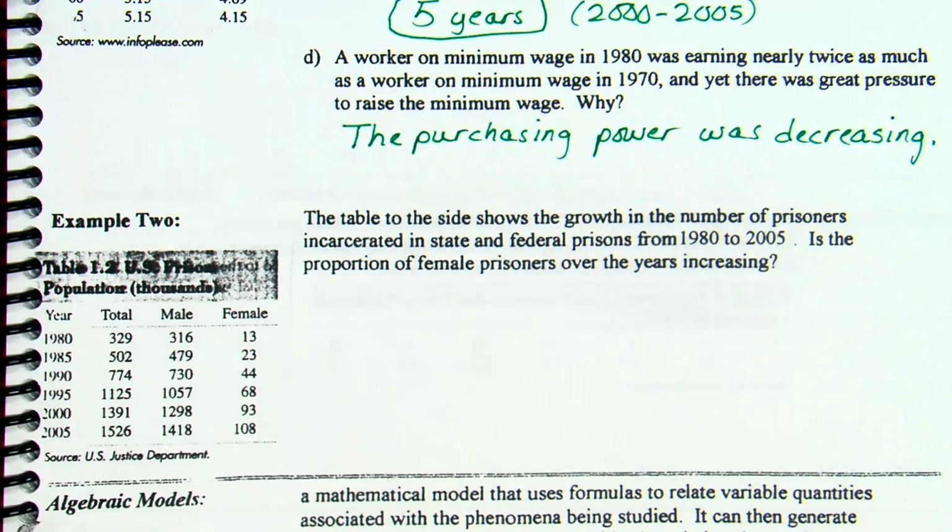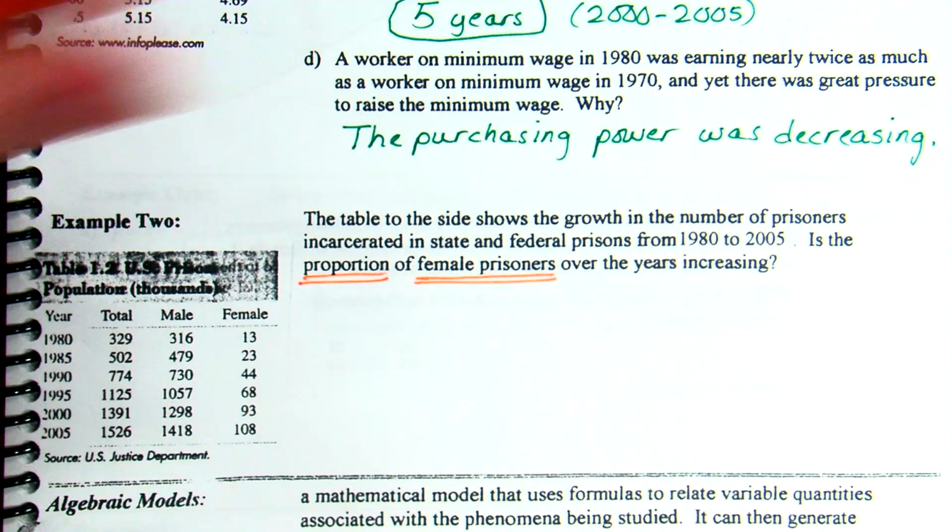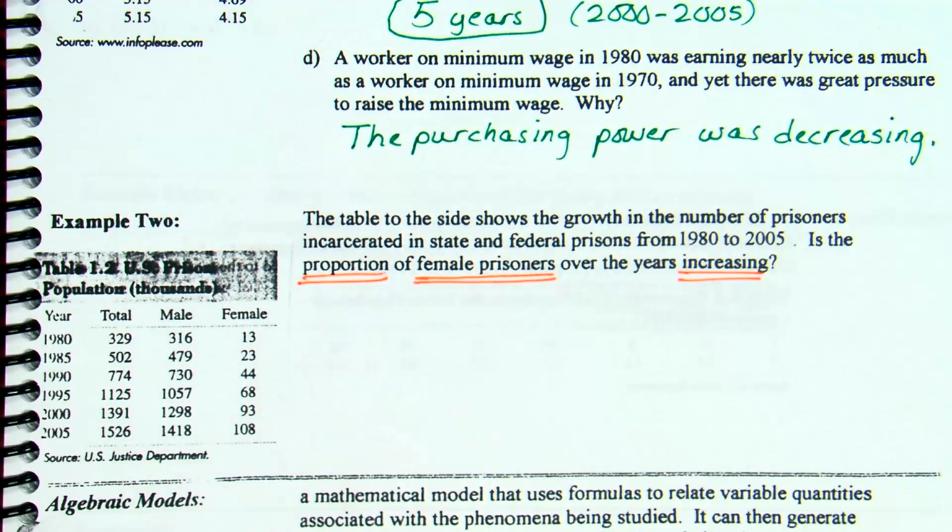So notice a key phrase there. Proportion of female prisoners. And I guess specifically we want to talk increasing, right? Is that the same as asking, is the number of female prisoners increasing? Not exactly, is it? That's slightly different. Because as you look at that list, is the number of female prisoners increasing? Yes. But we're asking, is the proportion of female prisoners increasing?